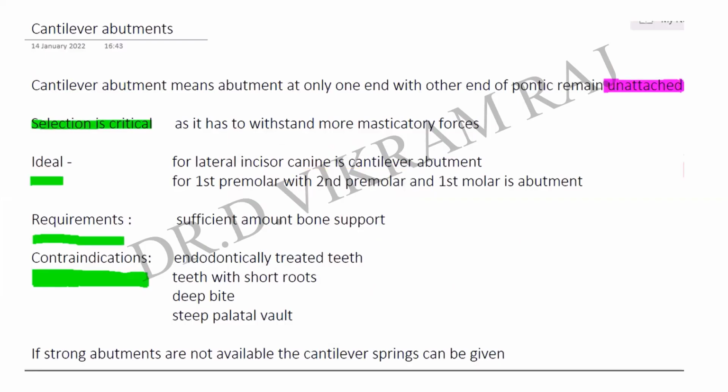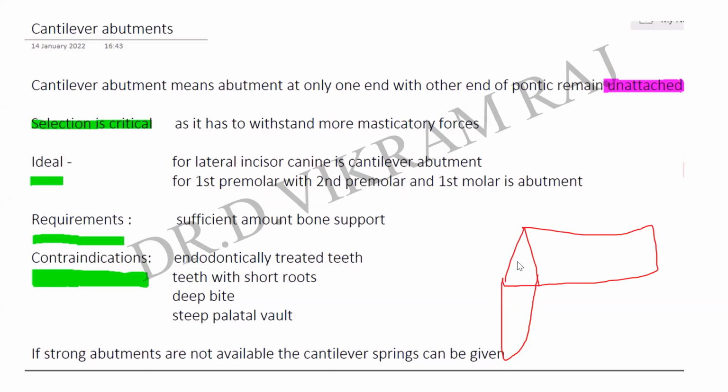Cantilever abutments are abutments where only one end is supported and the other end is free, where one end is being supported and the other end is completely free. In a cantilever bridge, selection is critical, and it has to withstand much more load, both the pontic and the abutment loads.